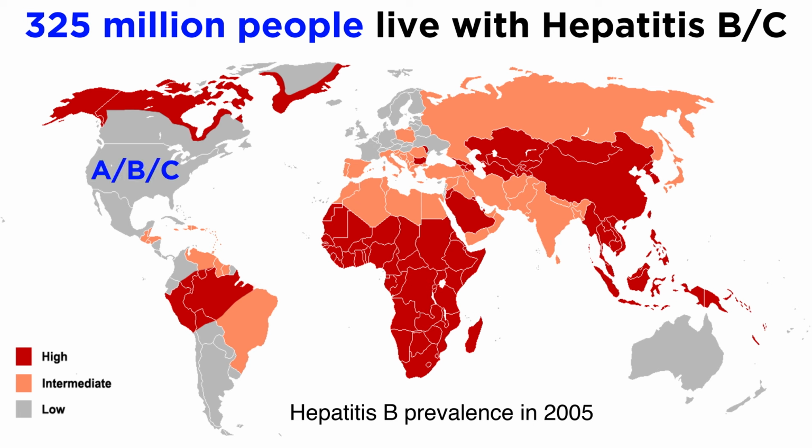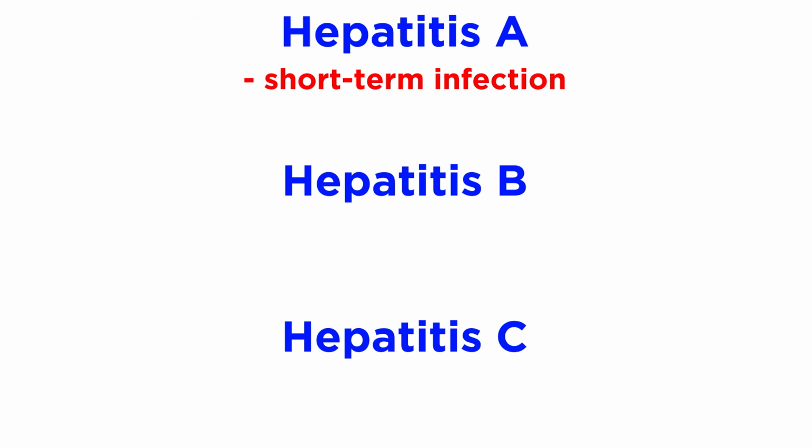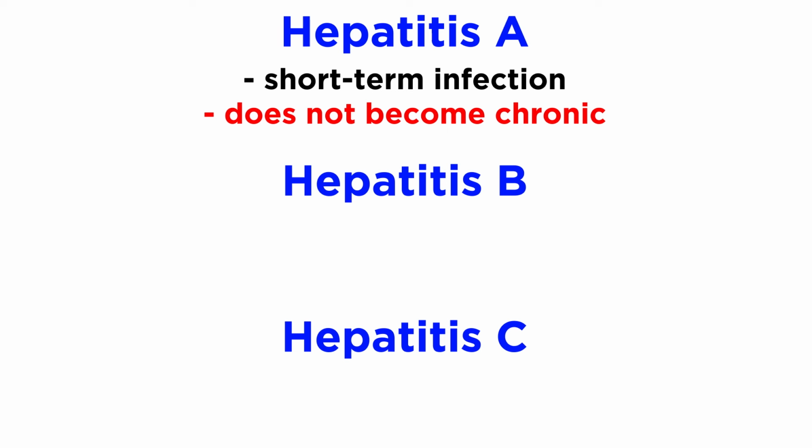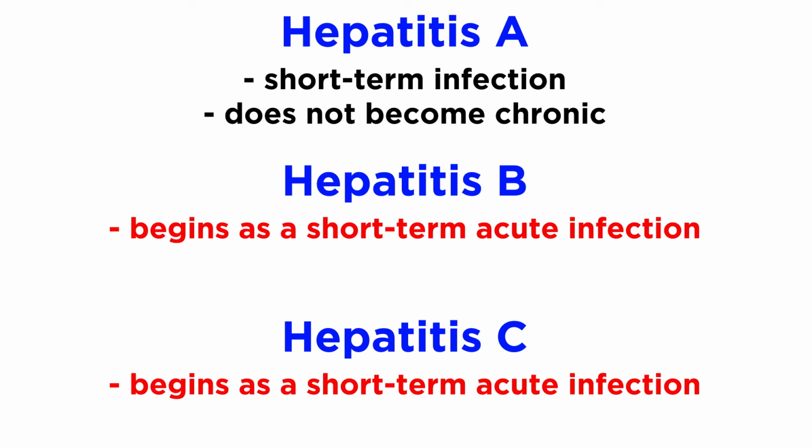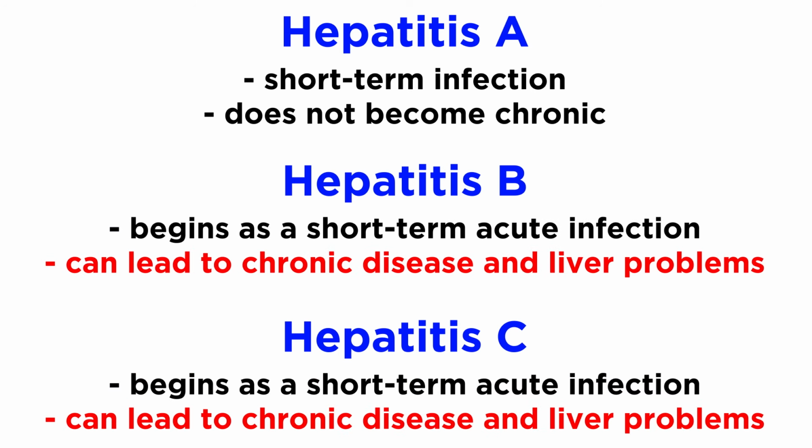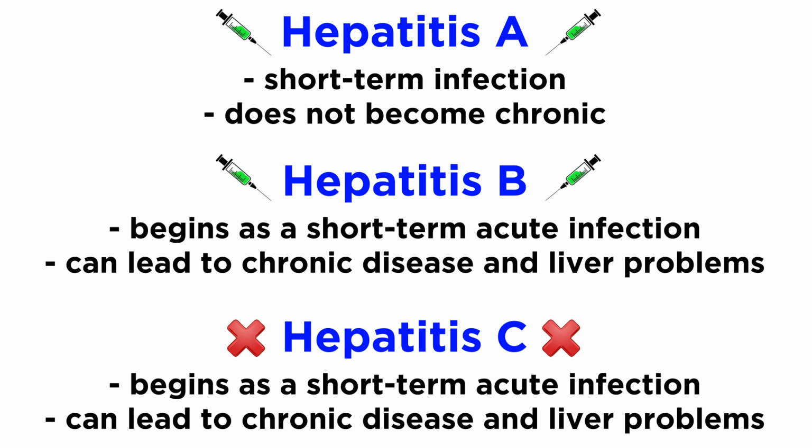Within the United States, the most common hepatitis viruses are A, B, and C. Hepatitis A is typically a short-term infection and does not become chronic, while hepatitis B and C begin as short-term acute infections that in some people lead to chronic disease and long-term liver problems. Finally, there are vaccines available that prevent hepatitis A and B, while there is no vaccine for hepatitis C.